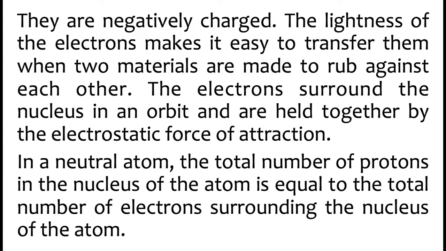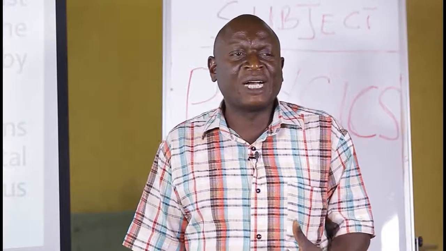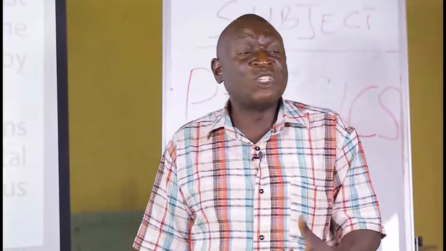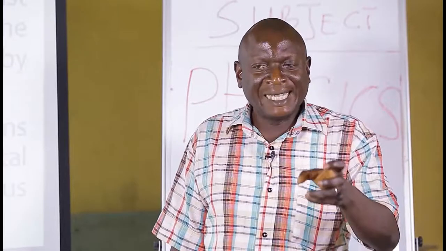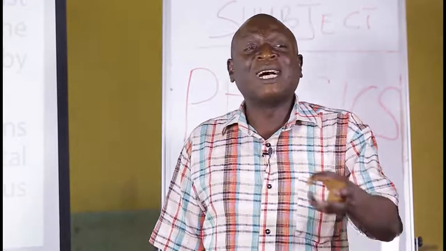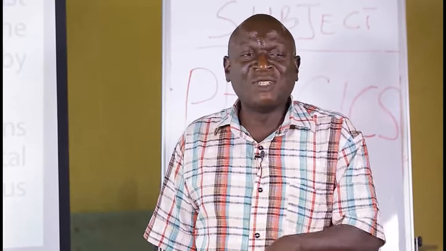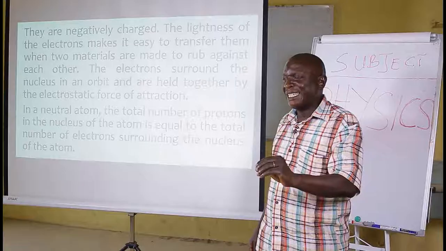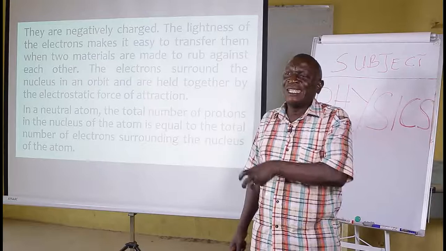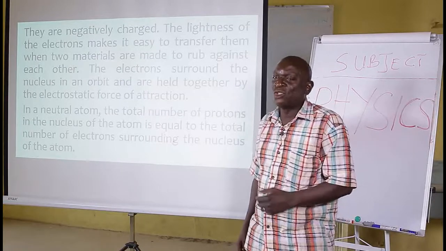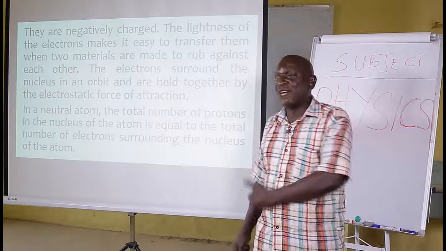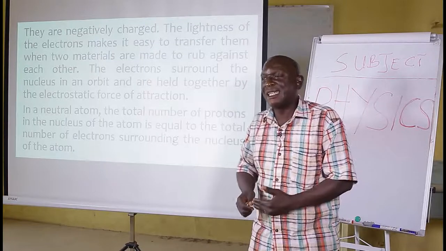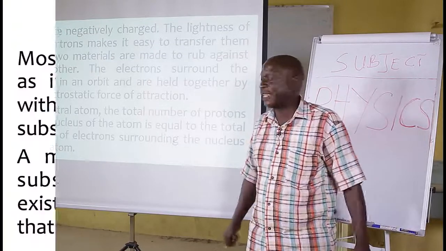For example, let's say we have an element with atomic number 11, which means there are 11 protons in the nucleus of that atom, and also 11 electrons surrounding the nucleus. So we have 11 positive charges in the nucleus and 11 negative charges surrounding it. Plus 11 and minus 11 cancel out, so there is no charge, and we say that atom is neutral.